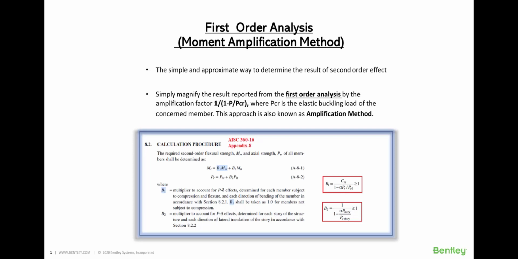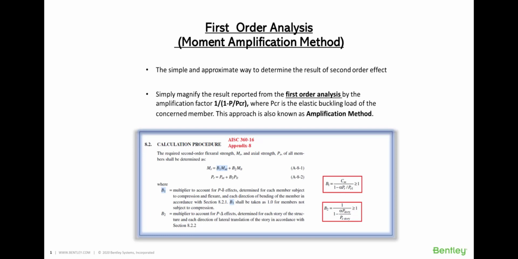Now, this is the simplest and approximate way to determine the result of the second order effect, if your computer program doesn't have the capability to perform the rigorous second order analysis to capture the P large delta and P small delta. Here the structure is first analyzed with the first order elastic analysis or the linear elastic analysis and then factored by an amplification coefficient. The generic expression is 1 over 1 minus P over PCR, where P is the applied load and PCR is the Euler crippling load.